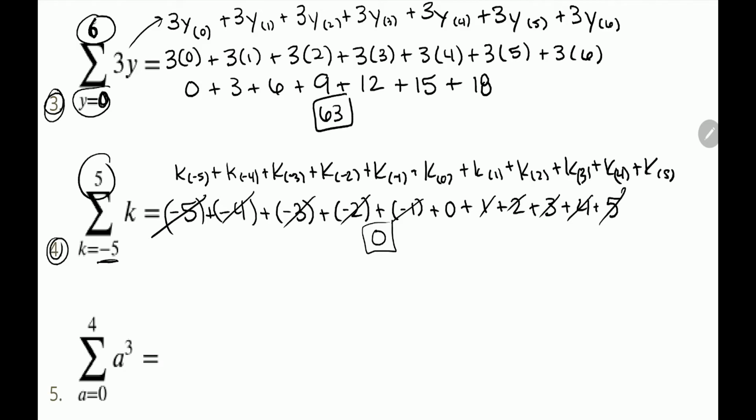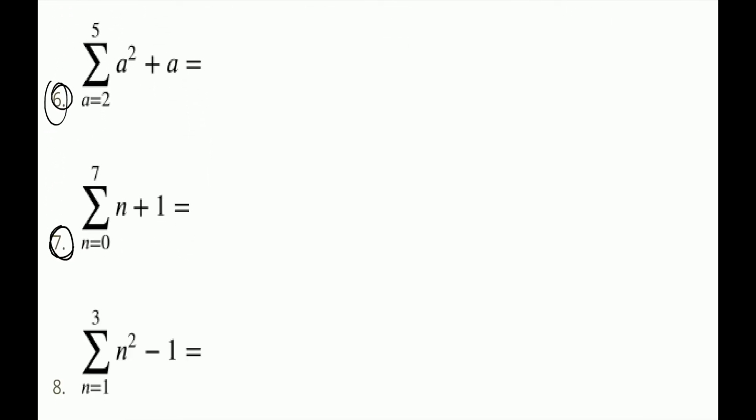But again, you start at the number at the bottom, replace the k with that or whatever variable you have. You add 1, replace the k with it and add it together. You add 1, replace the k and add it together all the way until you get to the top number. So try number 5 on your own. We'll look at 6 and 7.